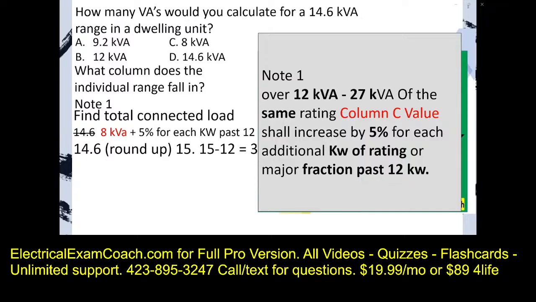Well, to do that, we can do some simple math. We have 15. We need to minus the 12 base, and we have 3 left over. Then we need to take that 3 and multiply it by 5% for each one, which is a total of a 15% increase. We're going to take our original number from column C, and we're going to increase it by 15%, and that's going to give us 9.2 kW.